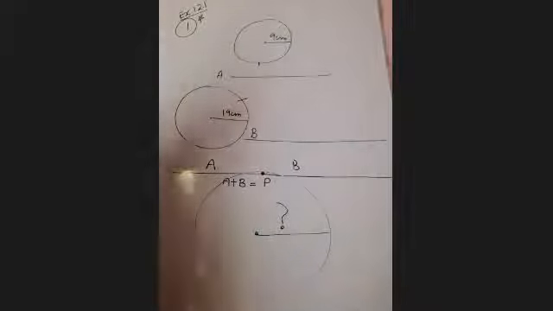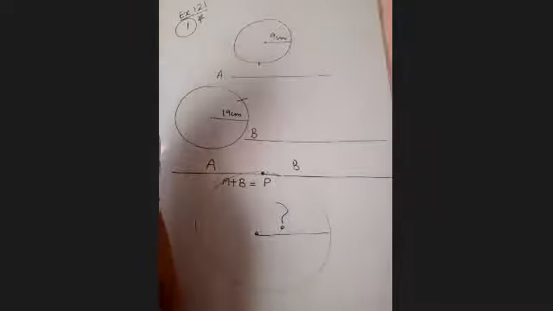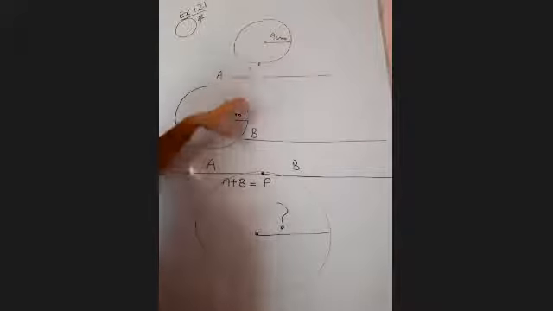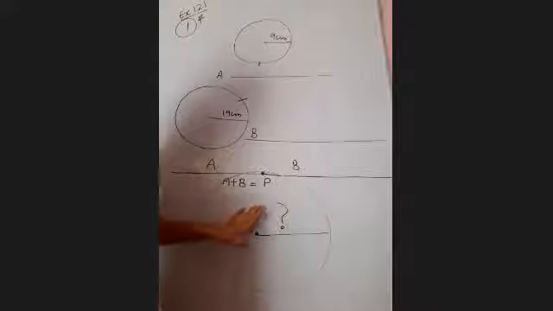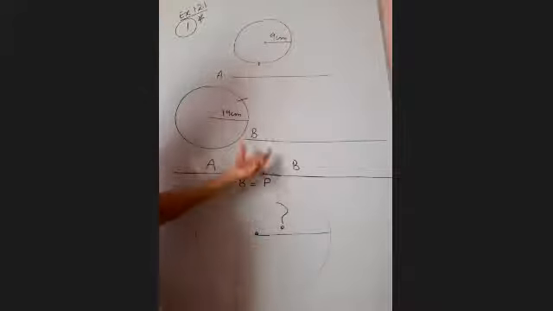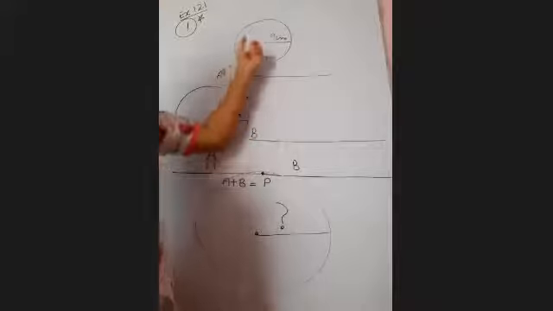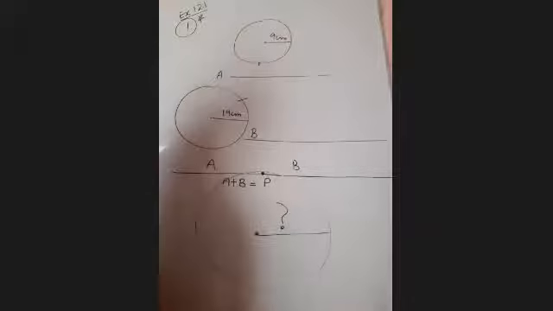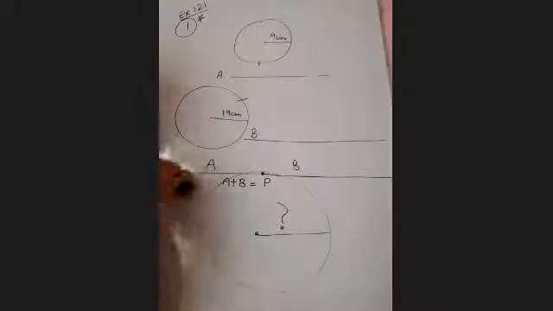Is the question clear to you, children? Yes, ma'am. Find the radius of the new circle. For that, we are going to find the circumference of this circle and equate that to the sum of the circumferences of these two. Right? Let us see how to do that.